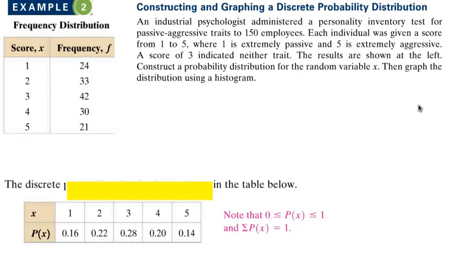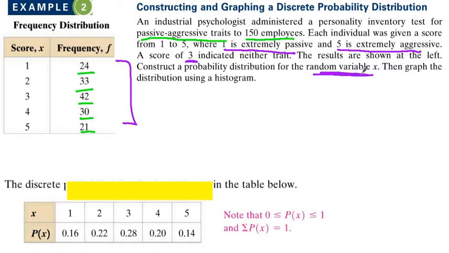All right, so here's an example. An industrial psychologist is administering a personality test for passive aggressive traits to 150 employees. That means if you add up these frequencies right here, you would get 150. Each person gets a score from 1 to 5. 1 means you're extremely passive, 5 means you're extremely aggressive, and 3 means you're somewhere in the middle, you don't have either. The results are in this table right here. Make a probability distribution for the random variable x.